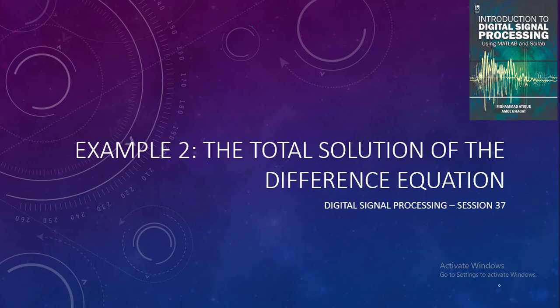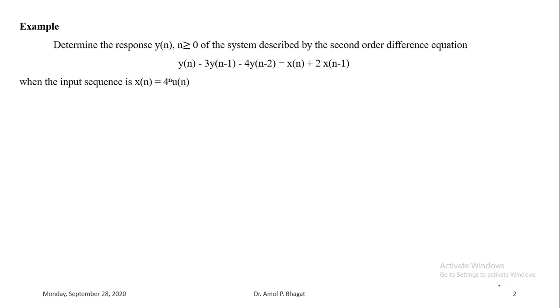We will be looking at an example of identifying the total solution of a second order difference equation in today's session. So here is the example. Here again you have to determine the response. Whenever the response has been asked, we have seen that you can use convolution summation, but then you will be provided with the input signal and the impulse response. But in this case the difference equation is given.